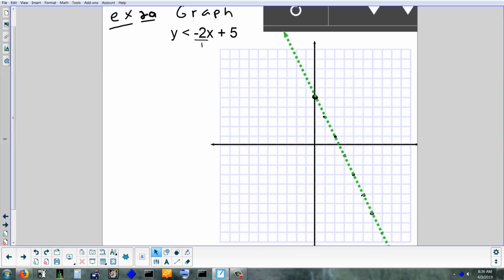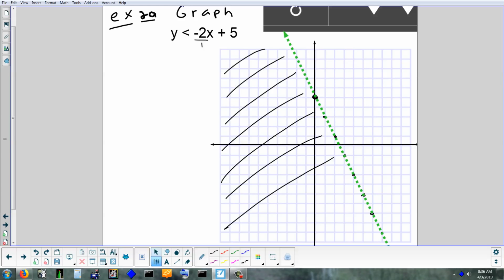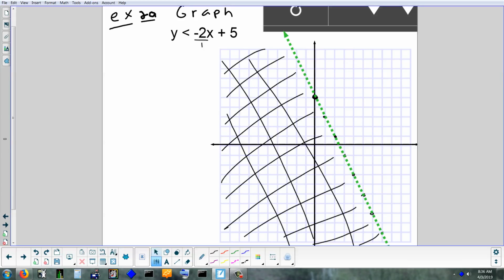Now, one more thing. Where do I shade? To the left. Okay, this one's almost kind of vertical, so you could think of it as left, but usually we think of it as what? Below. Yeah, but it's getting kind of vertical, so I see what you're saying. So we're going to shade underneath the line.